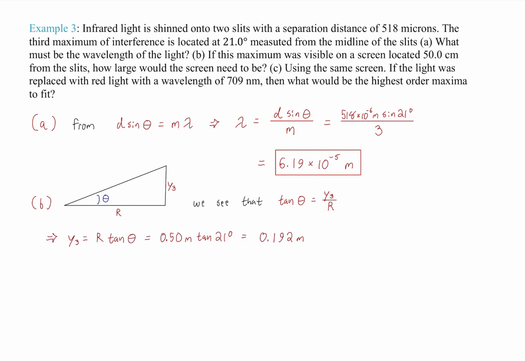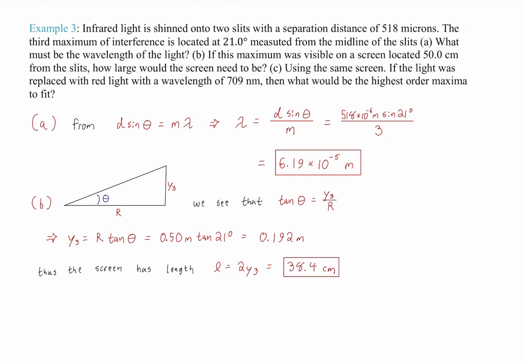So I go ahead and solve for y3. It's just r tangent of theta, taking the value that we were given and the distance to the screen, and we get 19.2 centimeters. Now that means the screen has to be twice that long because it has to be able to fit symmetric bright fringes on either side. So the overall screen would be 38.4 centimeters wide.